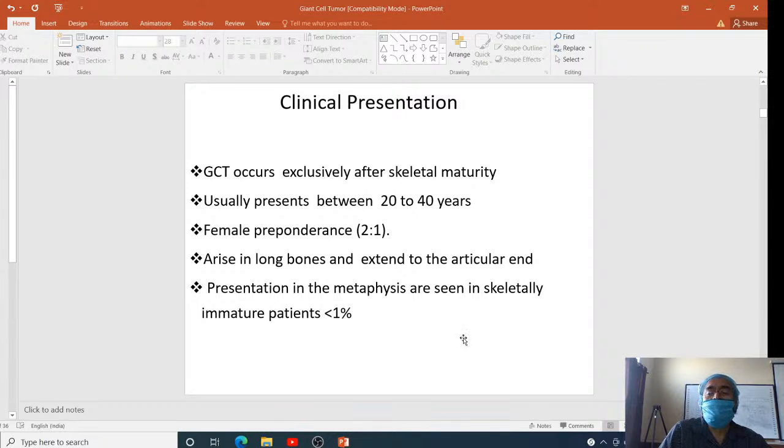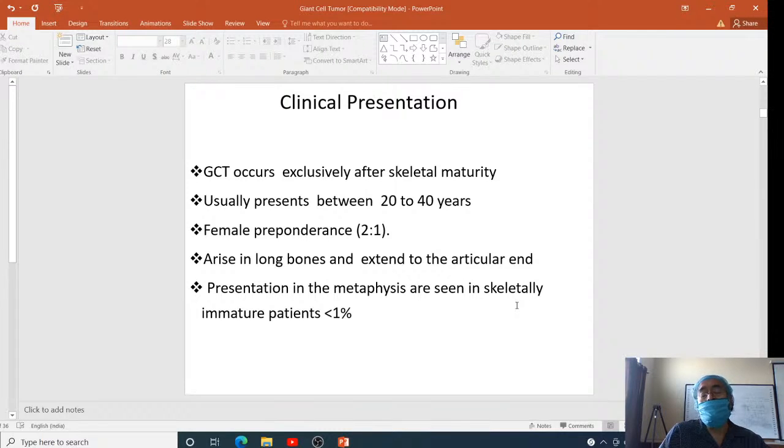And as always, it's more common in females, 2:1. And most often you see them in the long bones, especially the ends. So whenever they are taking part in a joint, that's where they are more common, the articular ends. And if it occurs in children, that is skeletally immature, then the location would be a metaphyseal one. So epiphyseal location is almost always common, and it is almost always in skeletally mature persons, and in very rare cases, less than 1%, in skeletally immature persons.